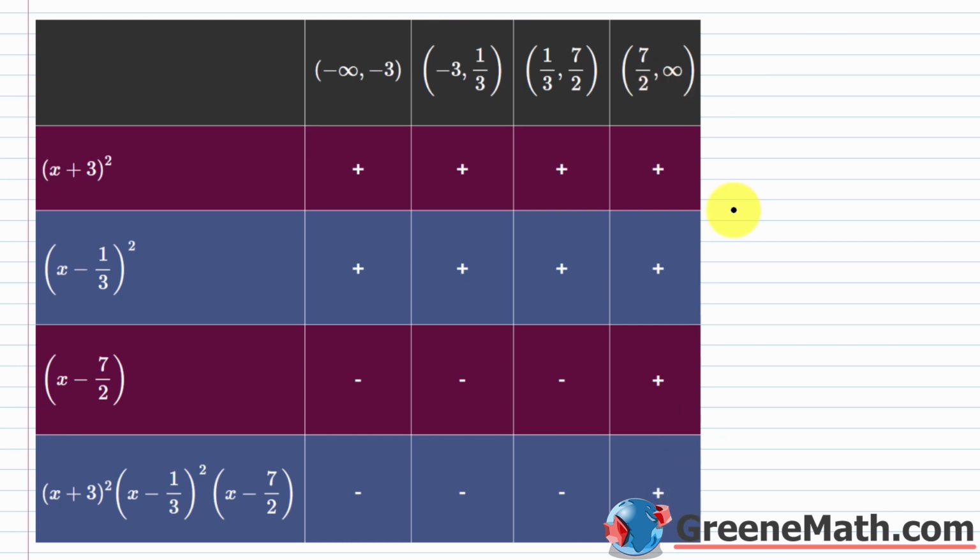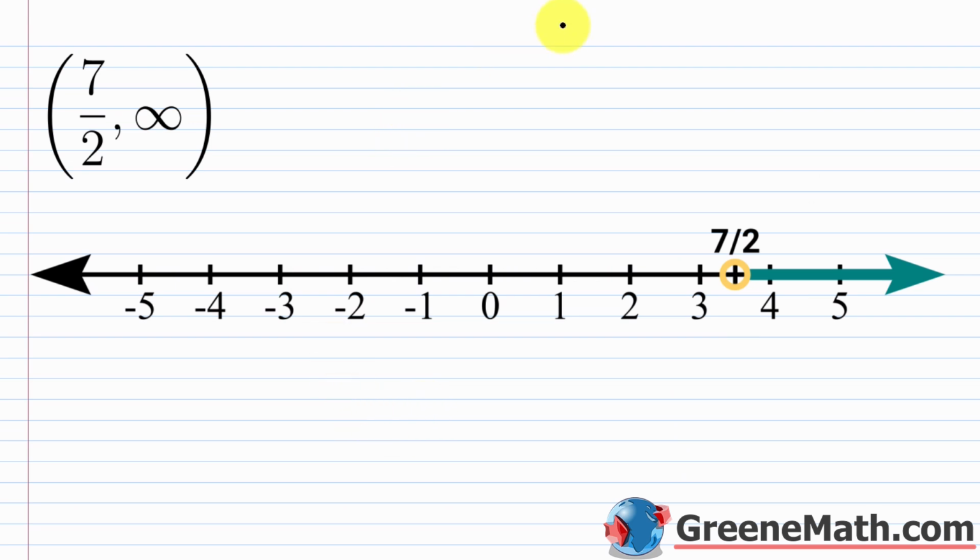Well, it's only going to be right here. So you would say that x is greater than 7 halves. That's the only place where this guy is going to be positive. So that interval right there. So coming down here, let me just rewrite this. So you could say that x is greater than 7 halves.